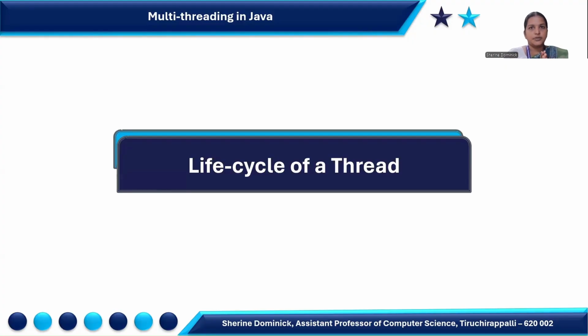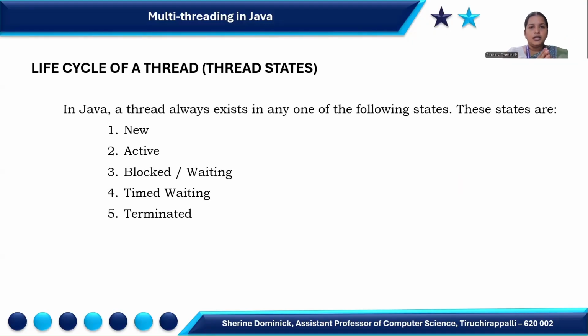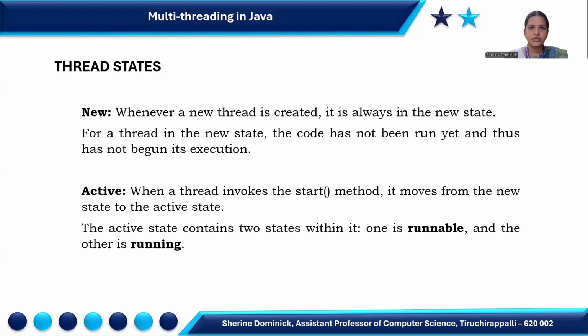So the next concept that we are going to discuss is about the life cycle of a thread. So how we start a thread, how it gets processed, and then finally, how we terminate a thread. So in Java, a thread can be in any one of the following states. The first state is new state, the second one active, the third one blocked or waiting, the next one timed waiting, or terminated. So let me go to the flow of these states.